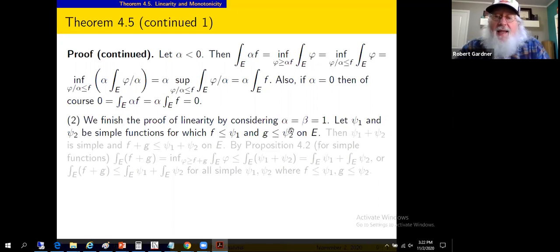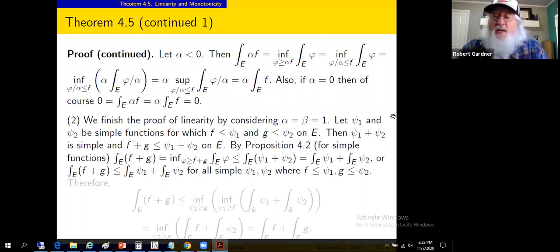So to complete it, we'll take alpha and beta equal to 1 and deal with the sum f plus g. I combine the result for f plus g and the result for scalar multiples, constant multiples, and then we get the linearity that was claimed. Okay, so we'll look at f plus g in this case, treating the alpha and beta as 1. Let psi1 and psi2 be simple functions for which f is less than or equal to psi1 and g is less than or equal to psi2 on set E.